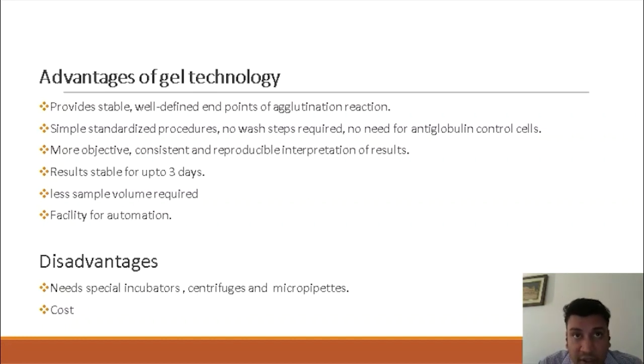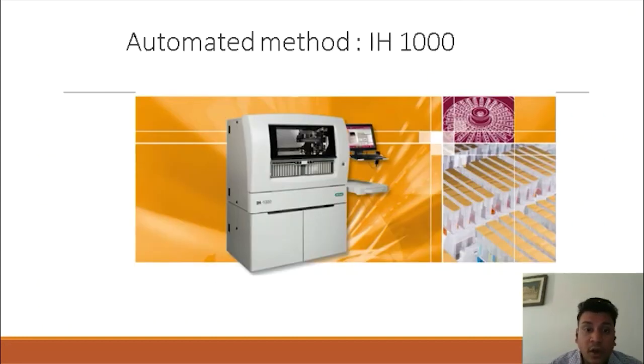The disadvantage, again as with microplate technology, is that gel technology also requires a special incubator, centrifuge, and micropipette, and they have a higher cost as compared to test tube and slide methods. Automated method: this IH-1000 offered by Bio-Rad is one of the automated machines which offers complete blood grouping for patient samples.